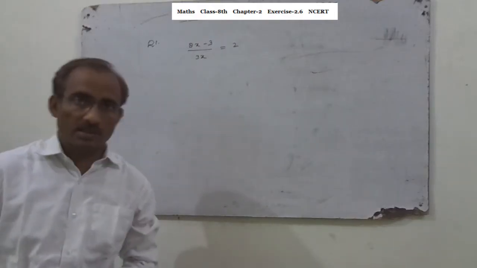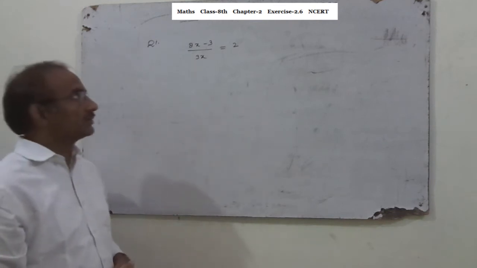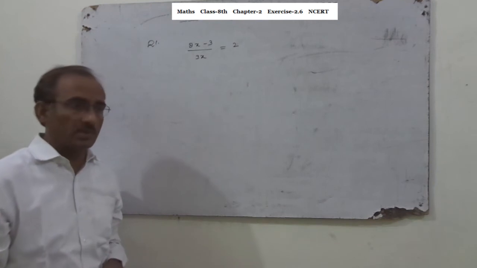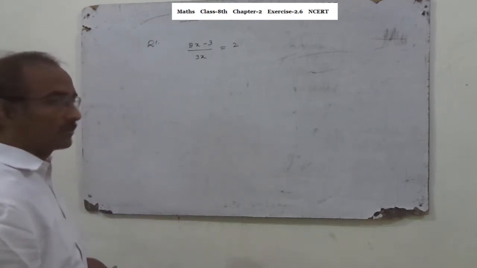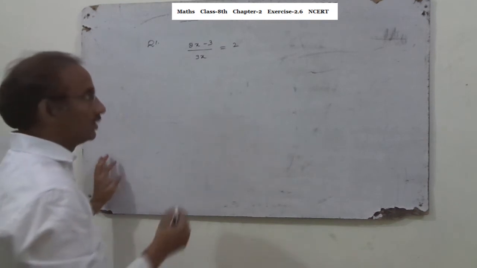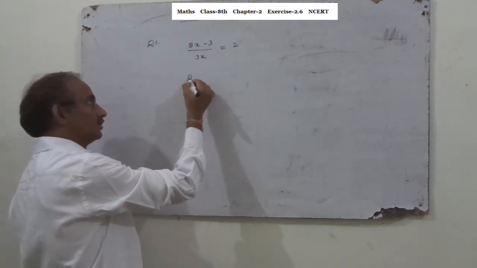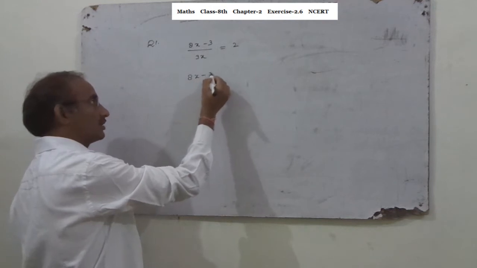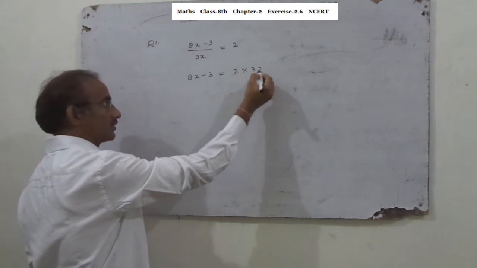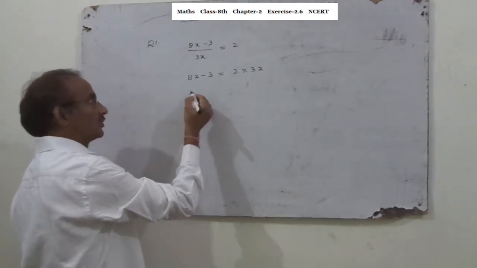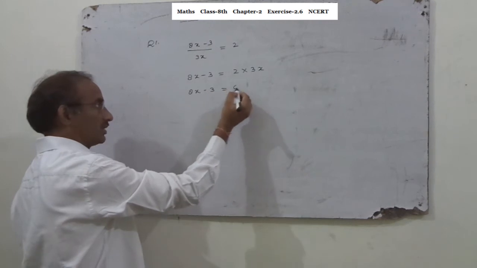Today we shall discuss exercise 3.6. The first question is (8x minus 3) upon 3x equal to 2. Using the cross multiplication method, we can write 8x minus 3 equal to 2 into 3x. So it will be 8x minus 3 equals 6x.